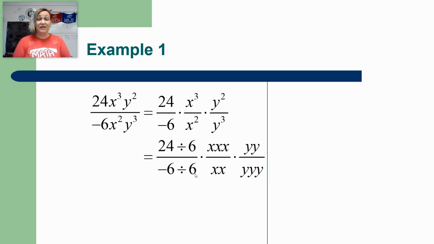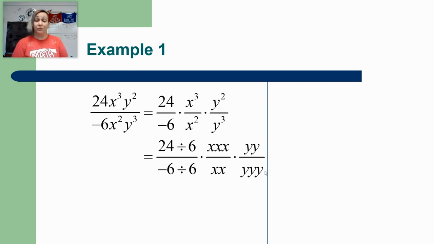For the variables, again, we're doing this visually. So for the variables, you can take the exponent, and that will tell you how many times to write the letter. So for my x to the third on top of the fraction, I wrote 3 letter x's. And then for my x squared on the bottom, I wrote 2 letter x's. Same thing with my letter y's. On top, I had 2 letter y's, and on the bottom, I had 3 letter y's.